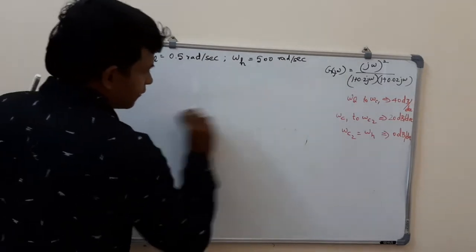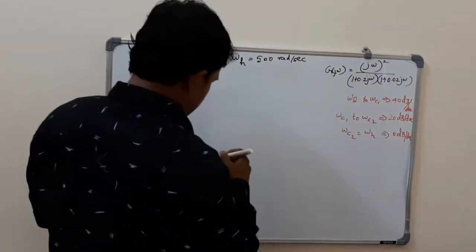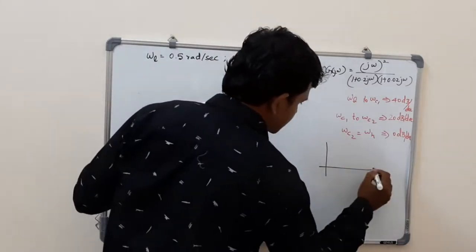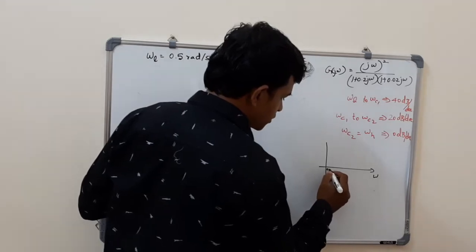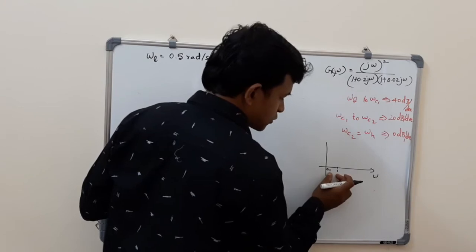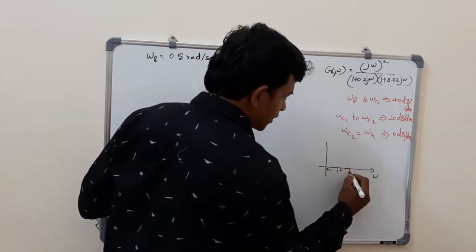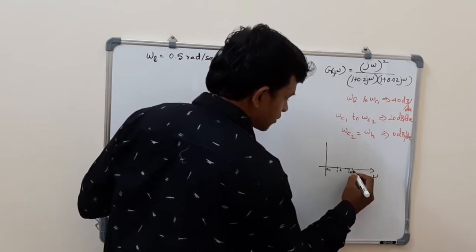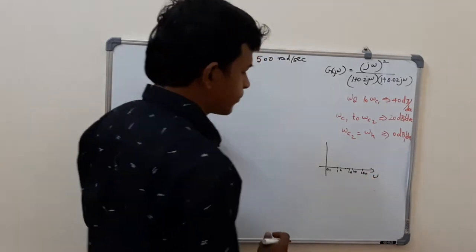So in the semi-log graph, along the x-axis we will be having frequency. So 0.1 radians per second, 0.2 radians per second, up to 1 radian per second. So this is one decade. Then 2 radians per second, 3 radians per second, up to 10 radians per second. This is another decade. Then 20 radians per second, 30 radians per second, up to 100 radians per second. This is another decade.